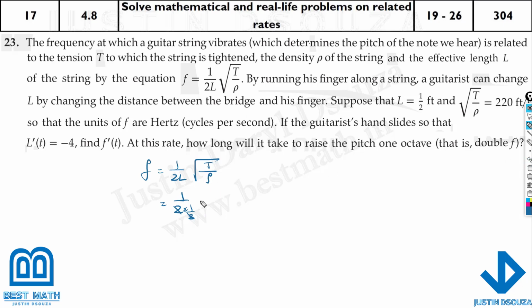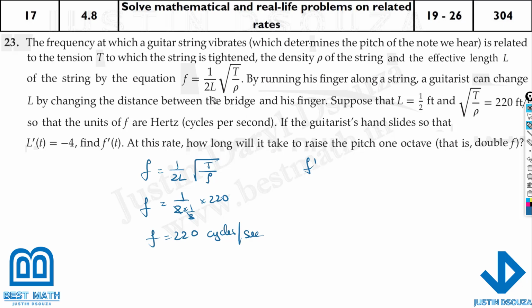And what is the square root of T by rho? That entire thing is 220 multiplied by 220. So what is the frequency? This is 1 times 220 is 220 itself. 220 hertz is the frequency. Frequency is given by hertz. Cycles per second. Now this is just f value. What is the derivative? Let's do the derivative.